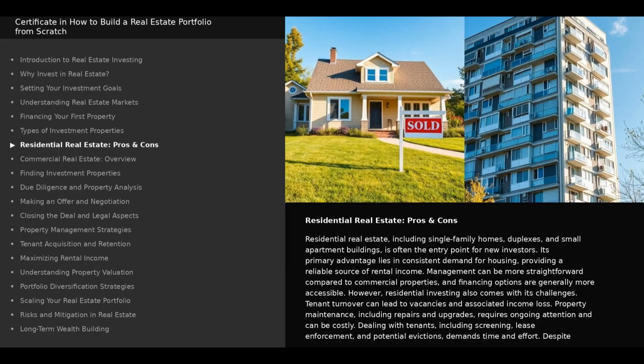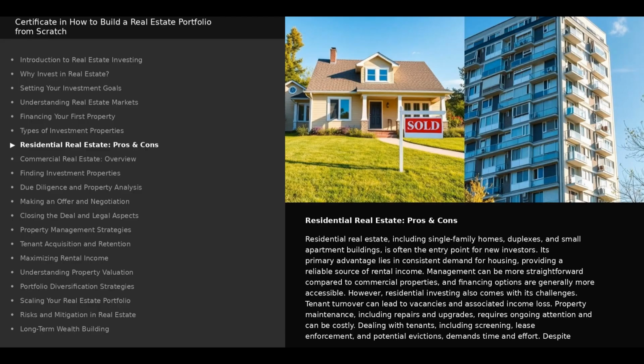Residential real estate. Pros and cons. Residential real estate, including single-family homes, duplexes, and small apartment buildings, is often the entry point for new investors. Its primary advantage lies in consistent demand for housing, providing a reliable source of rental income. Management can be more straightforward compared to commercial properties, and financing options are generally more accessible.